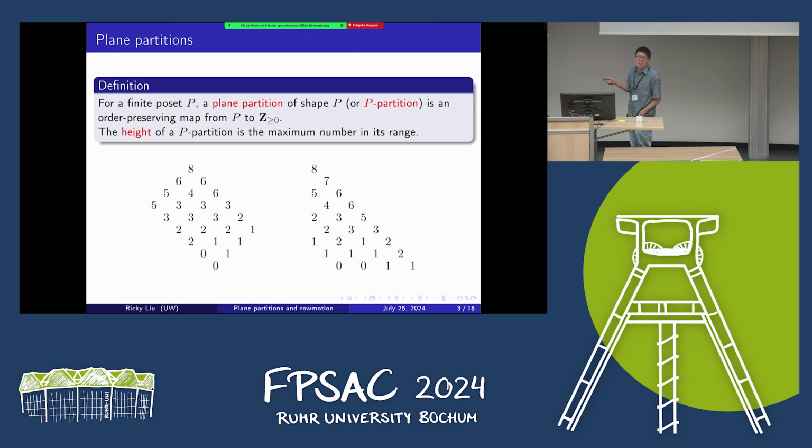I'm going to omit all the lines in the Hasse diagram, but everything's always just going to be less than the thing above and to the left and above and to the right. So hopefully that will be clear.